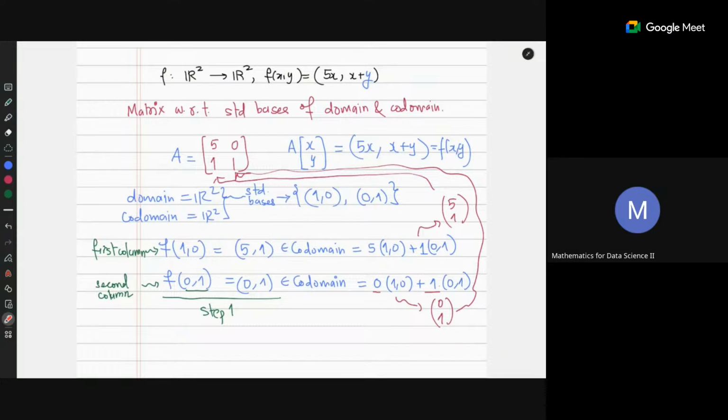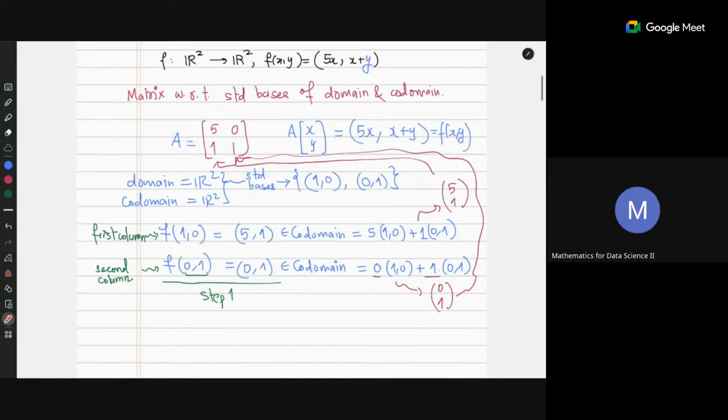So you understand, right? We need to fix an order on the basis of domain, and we also need to fix an order on the basis of codomain. That must be clear. So let me give you another example.